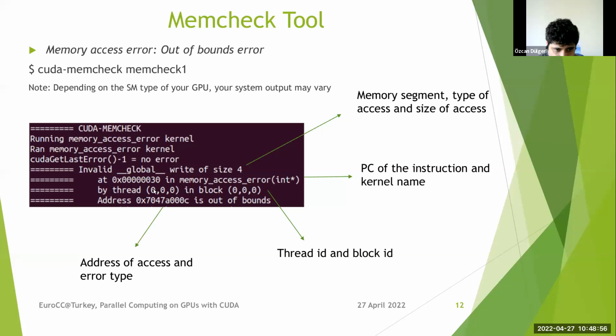And in the third line, the information of the current thread. This is the first thread, as you see, and information of the current block, this is the first block. And in the last line, the address of the memory location is given, and the message of the error is given, as you see.